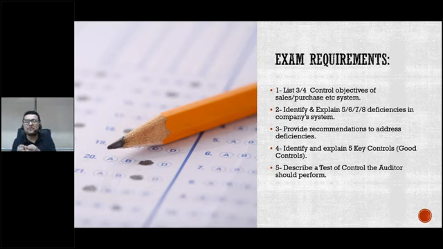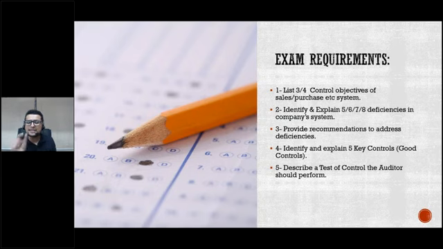Once you have identified and explained 5, 6, 7 or 8 deficiencies in the company system, the examiner is going to ask you another requirement relevant to this deficiency requirement. The examiner is going to ask you to provide recommendations to address those deficiencies. Now what do I mean by provide recommendations to address those deficiencies?